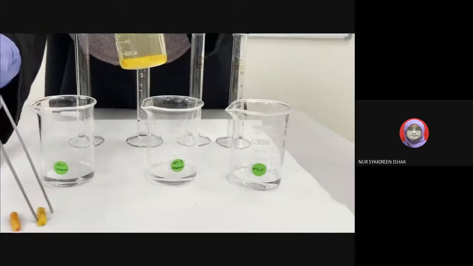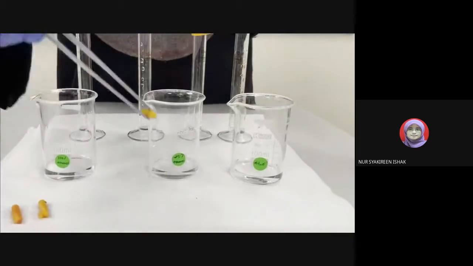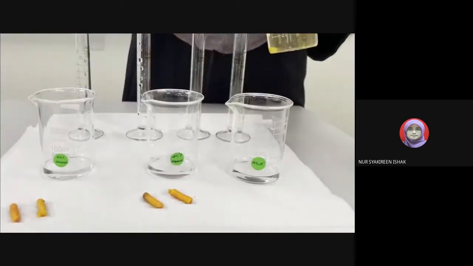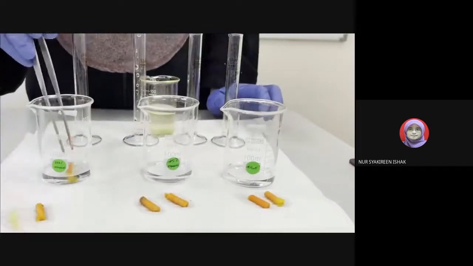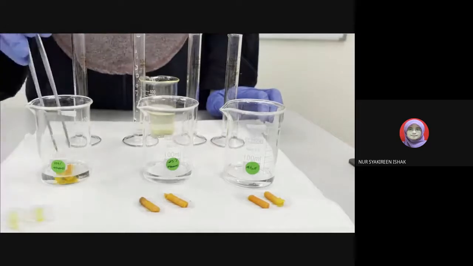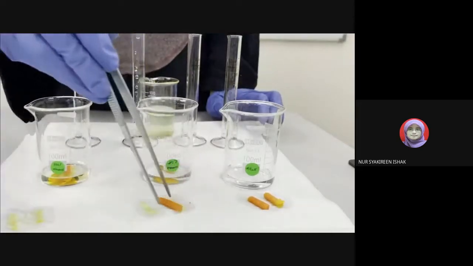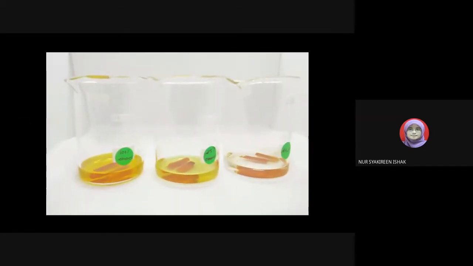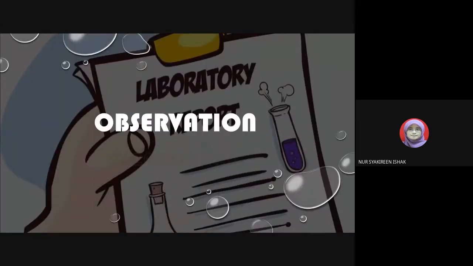Remove all cylinders from water and place onto a paper towel to dry. And then place 2 cylinders in each beaker. Let stand for 15 minutes. After that, we observe the color change of the solution in each beaker. This is the end of this experiment.